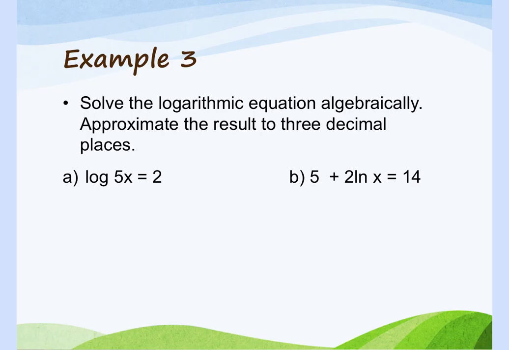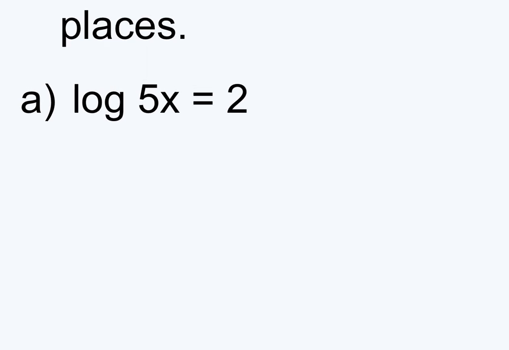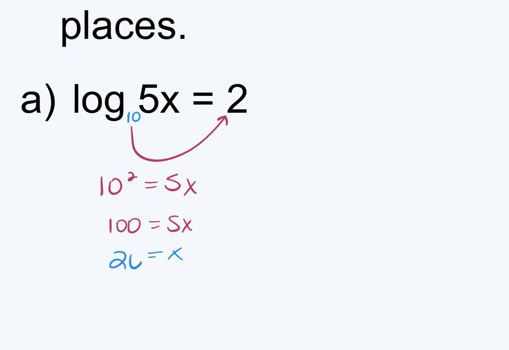All right, let's work through some of these. So example 5 says solve the log equation algebraically, approximate the result to 3 decimal places. So look at A. What are you going to do first? Good. Give log the base of 10. And then there's only one log here, so what do I do? 5x equals 10. Is this R2? Good. 10 picks up the 2. Equals 5x. 100 equals 5x. And x would equal 20.